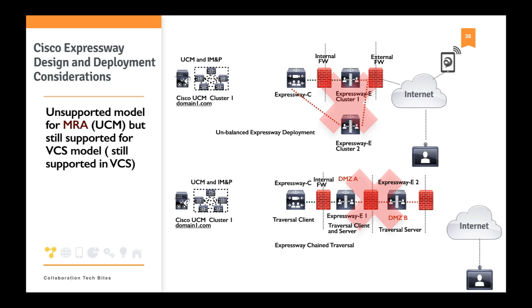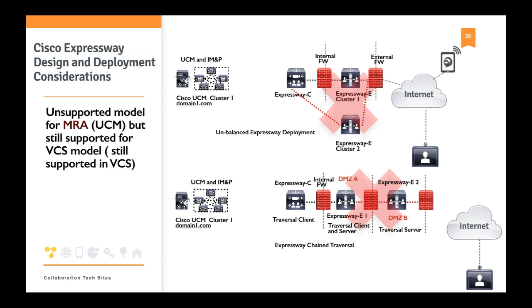For example, what is valid in VCS is Expressway E in a single cluster and another Expressway E in another cluster environment, but both integrated with the same Expressway C, what's called an unbalanced deployment. An unbalanced deployment is not supported on MRA. Another also non-supported MRA is a cascaded Expressway E environment. Sometimes it is supported in VCS deployment.